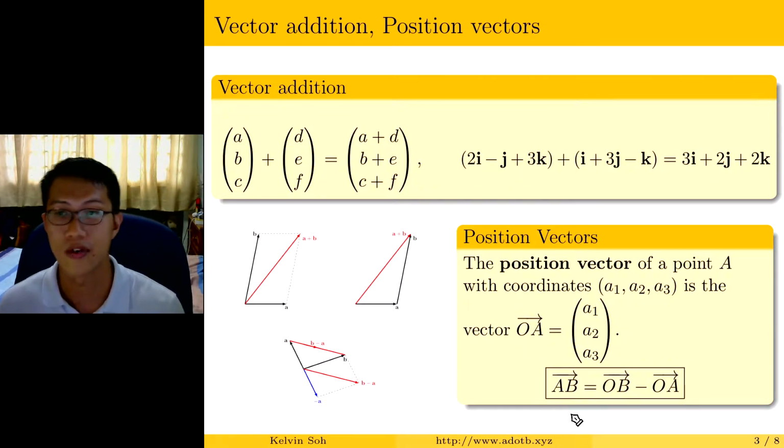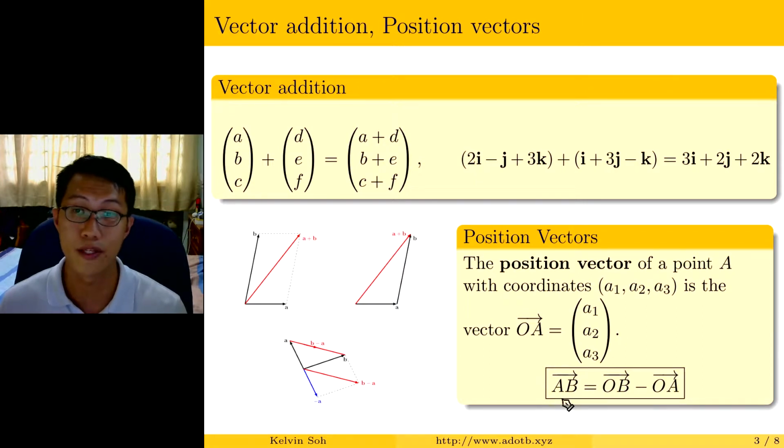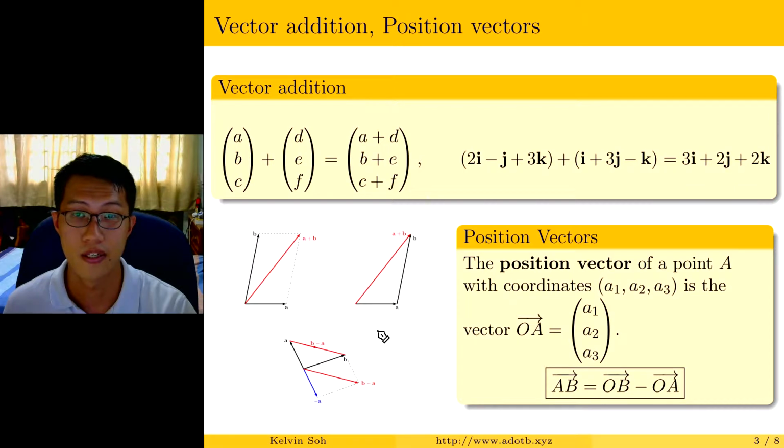The next formula allows us to convert the vector from A to B, the vector AB, in terms of its position vectors. So AB is given by OB minus OA, the position vector of B minus the position vector of A. Using our earlier concepts of vector addition and multiplication by -1, hopefully we can figure out why this formula is true. This picture gives us a hint of what is going on.